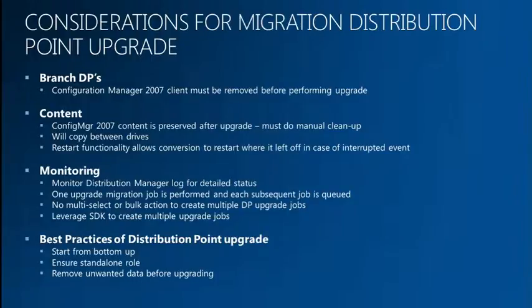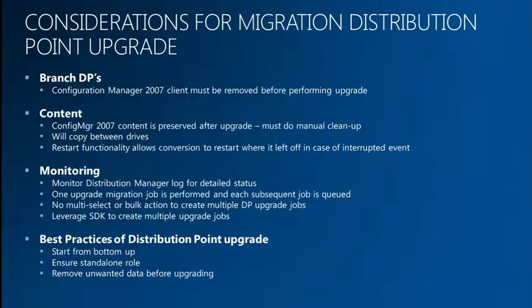In terms of content, I talked about copying between drives and the restart functionality. In terms of monitoring, you could look at the distribution manager log for the details of the 2012 deployment, and also for the content conversion. We have no multi-select in there. So if you have 20,000 DPs, you have to create 20,000 migration jobs, because they're unique in their nature. Or you can leverage the SDK when that comes out to automate that process a little more.